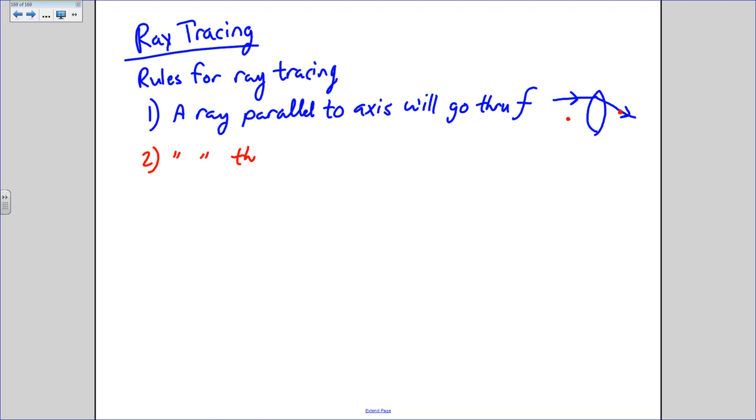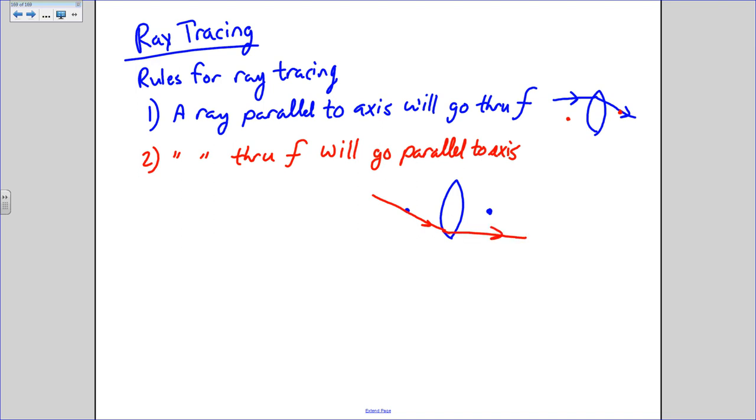A ray through the focal point will go parallel to the axis. So this is the exact opposite of rule number one. It's like rule number one backwards. So if I have a lens, with a focal point here and here, and a ray that travels through the focal point like that, then when it comes out of the lens, it's going to go parallel to the axis. So notice this is just the exact opposite of rule number one. And with lenses and with mirrors, that's always true: if I have a ray that goes in one direction and it responds, then the exact opposite should also be true, that the ray will travel both ways through the lens or the mirror.